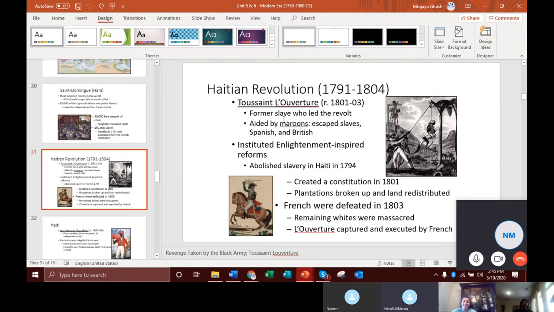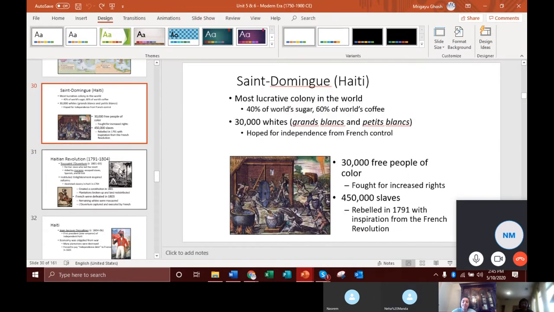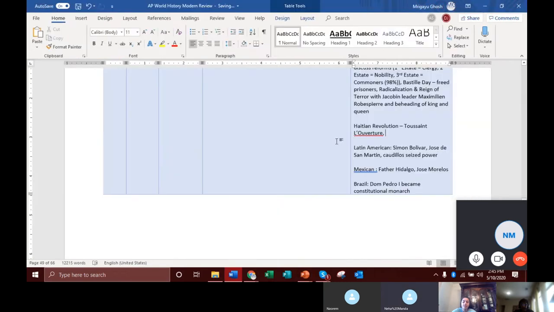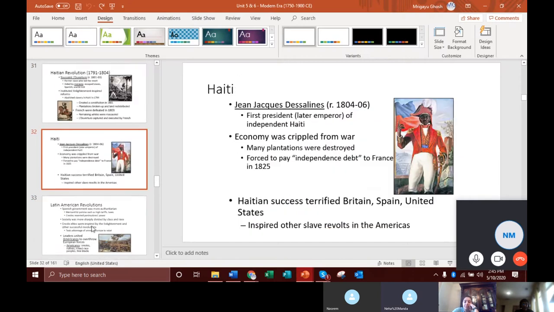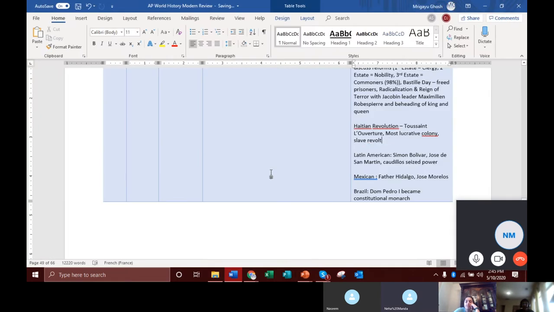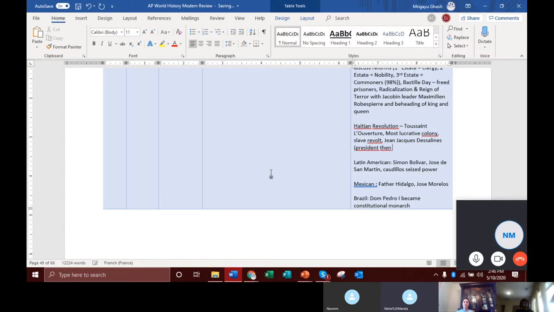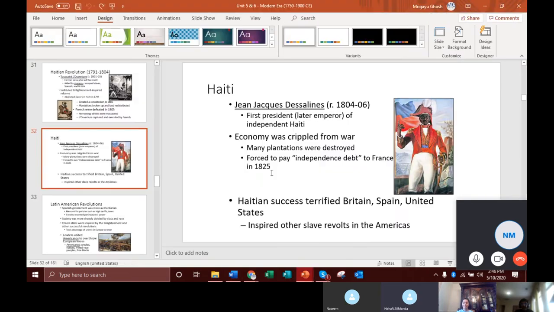Let's just pretend. Oh, so these were the Maroons. Okay, I remember talking about the Maroons. Okay, good. So we have sugar, right? Most lucrative colony, slave revolt. Jean-Jacques Dessalines, the first president of Haiti. Oh, yeah, in the document. President, yeah, I remember. Then emperor. We talked about this, yeah.